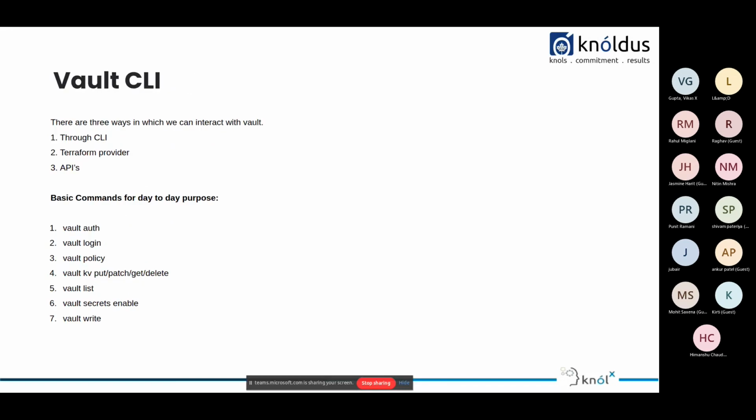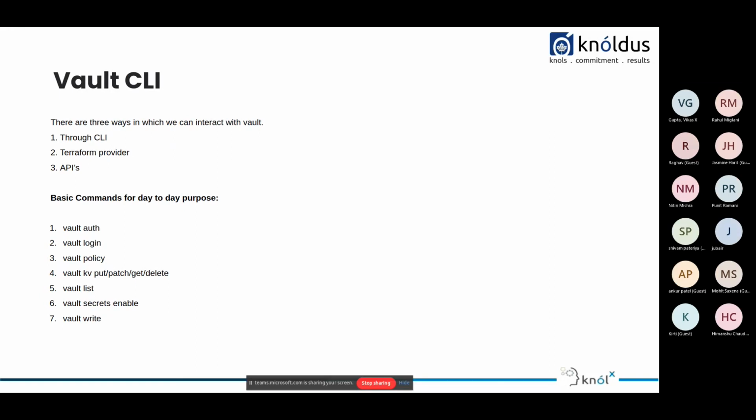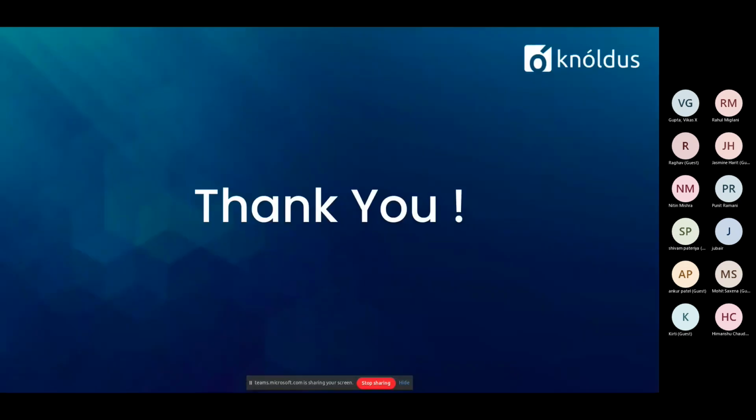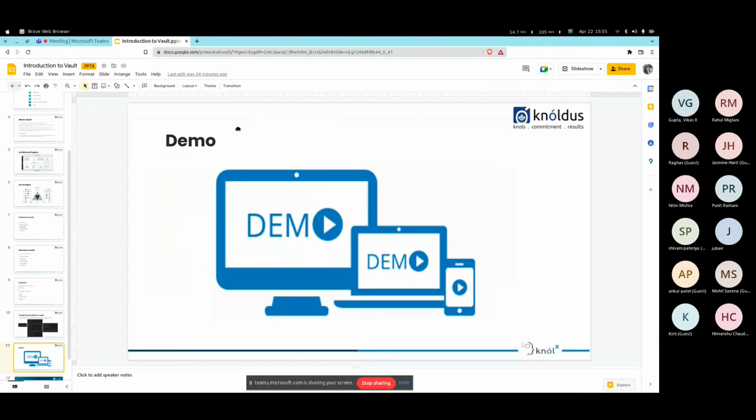Okay, so coming up to the Vault CLI. Vault basically provides the following ways to interact with it. You can interact through the CLI. You can interact through the Terraform provider. The second one is basic: as this is a Hashicorp product, they definitely give a Terraform provider. The third one is that we can interact with it through the APIs. So let's go straight into the demo, and we will see everything in the demo.